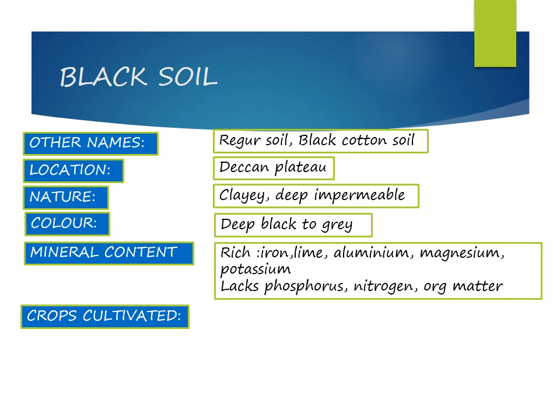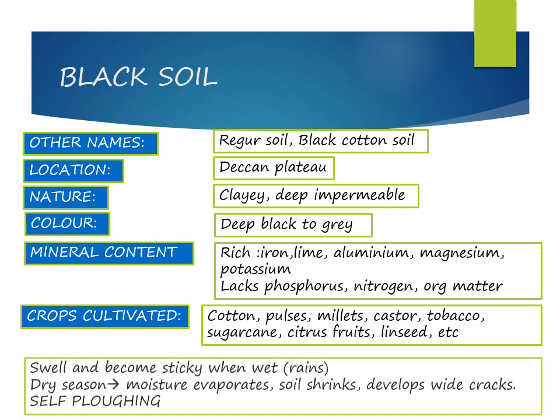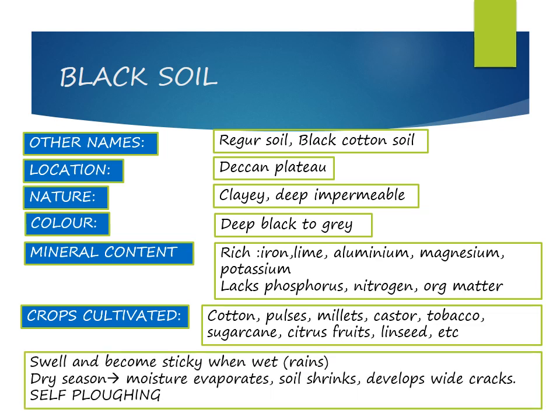Now it has various crops that are cultivated here, and they include the millets, pulses, cotton, castor, tobacco, sugarcane, citrus fruits, linseed, etc. Now these black soils, as we have seen, are clay, deep and impermeable. They swell greatly and become sticky and wet in the rainy season. In the dry season, the moisture evaporates, the soil shrinks and it develops cracks.